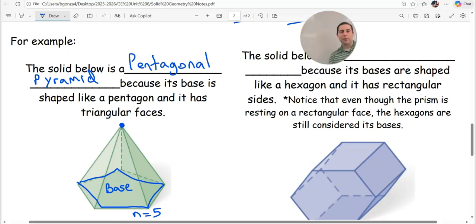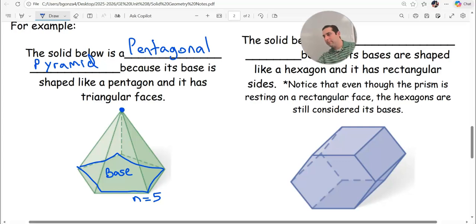Now, the next one. This one's kind of weird, and we get confused on it because it's actually sideways. Does everyone see the parallel bases? It's like it's laying down. It's connected by rectangles. What type of shape is connected by a bunch of rectangles?